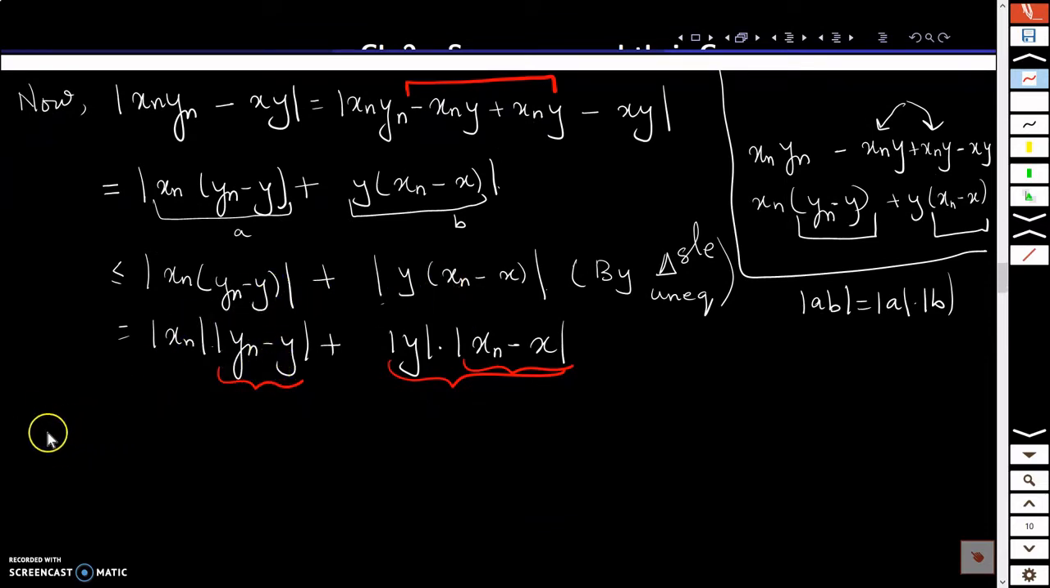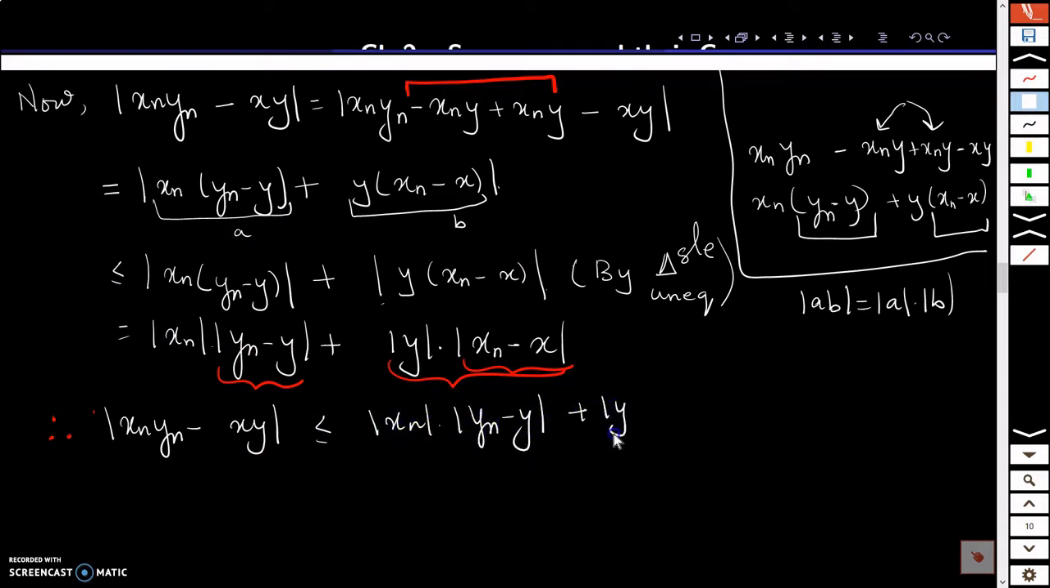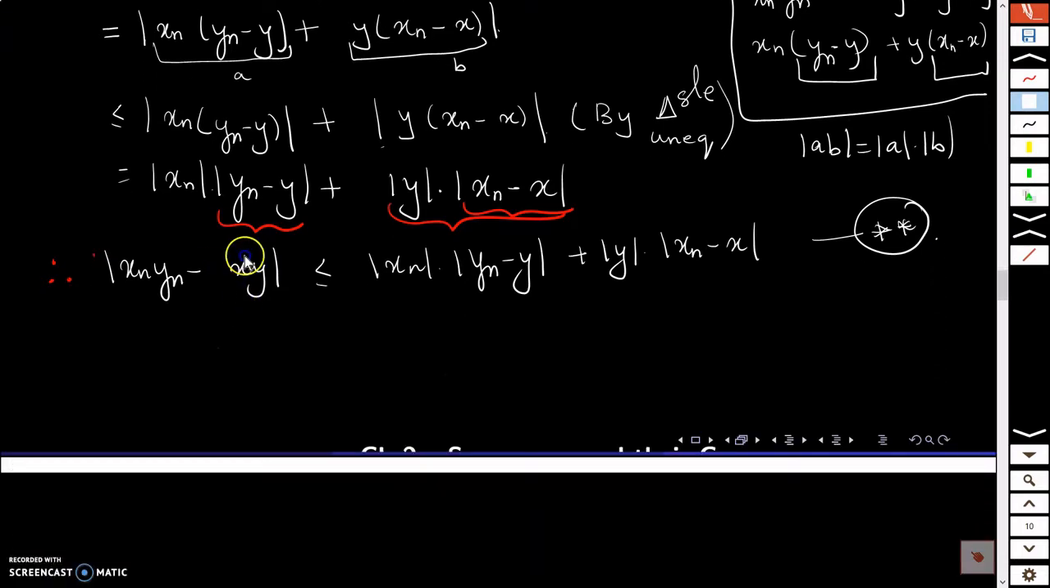Okay. So finally what I have here is, I can write it down. Let me write in white. Mod xn yn minus xy is less than or equal to this quantity, mod xn into mod yn minus y, plus mod y into mod xn minus x, right? So I'll call this double star. So I need some estimate for mod xn.